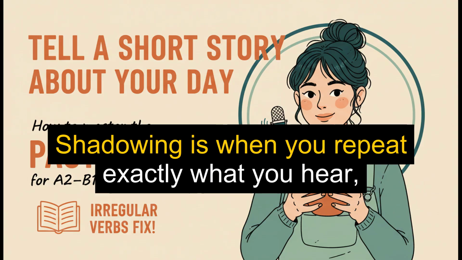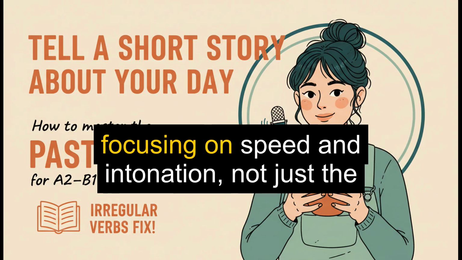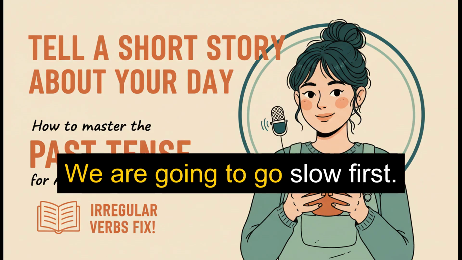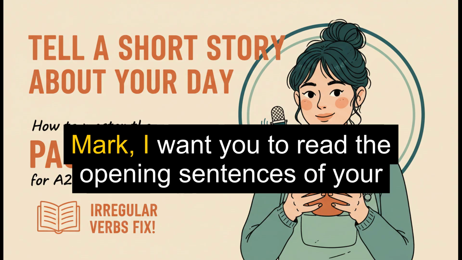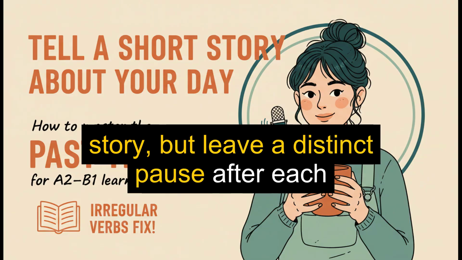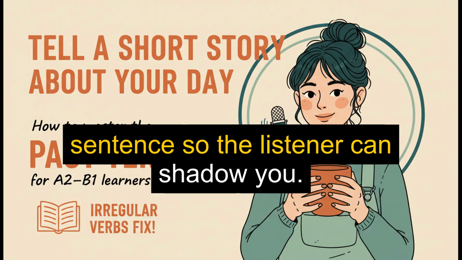Shadowing is when you repeat exactly what you hear, focusing on speed and intonation, not just the words. We are going to go slow first. Mark, I want you to read the opening sentences of your story, but leave a distinct pause after each sentence so the listener can shadow you.